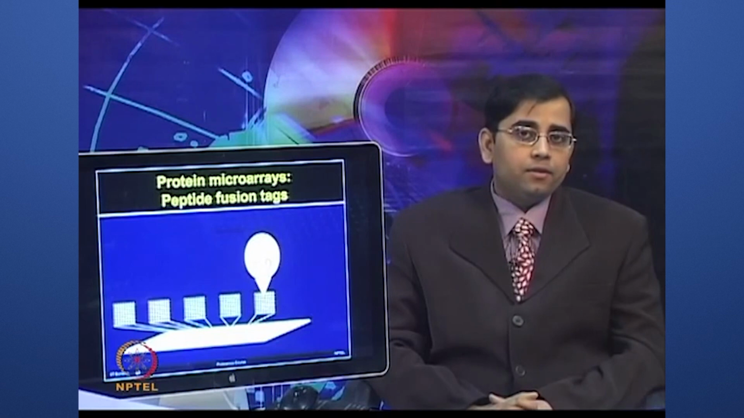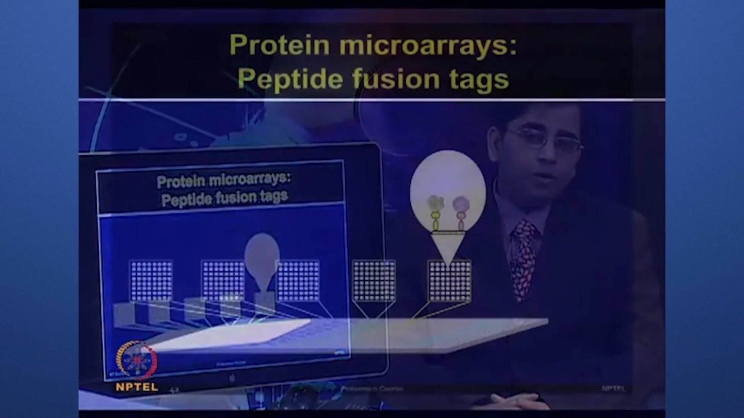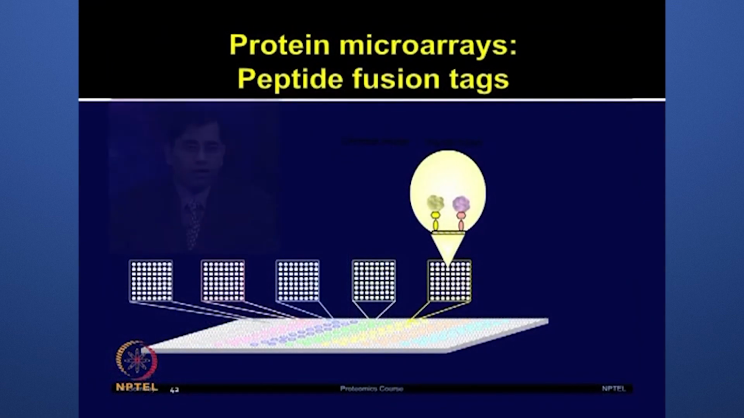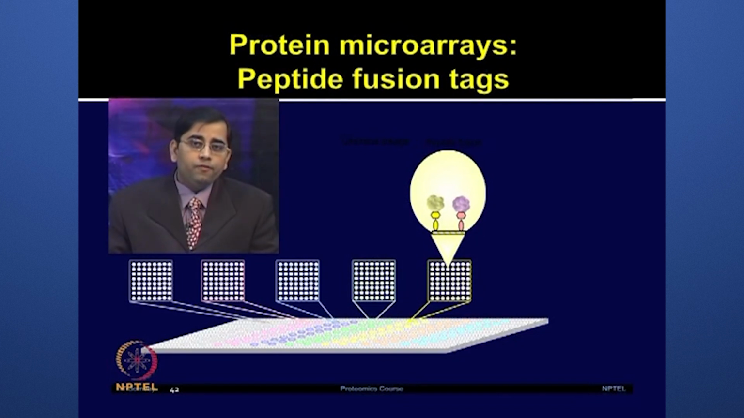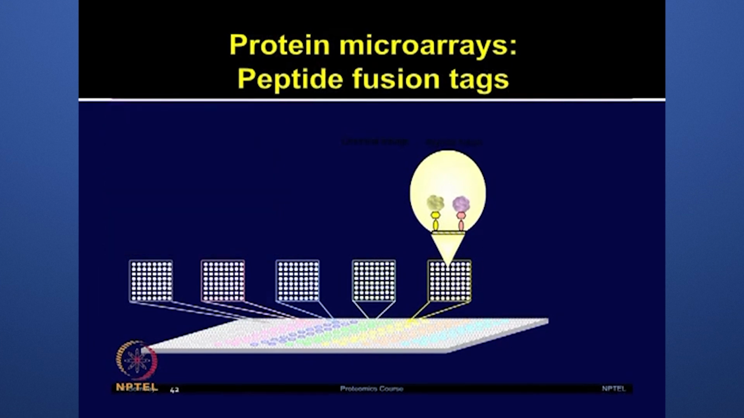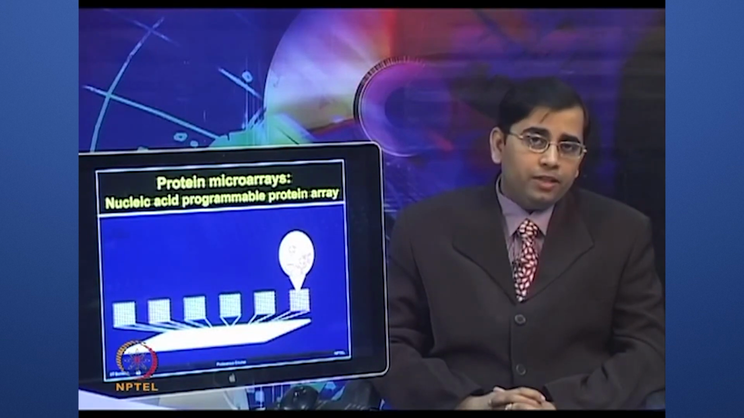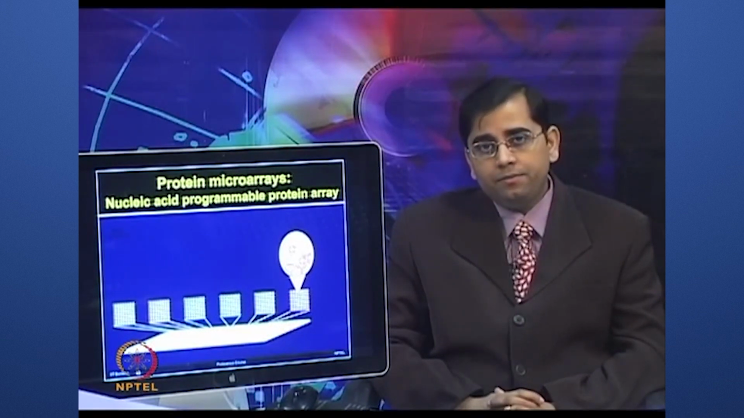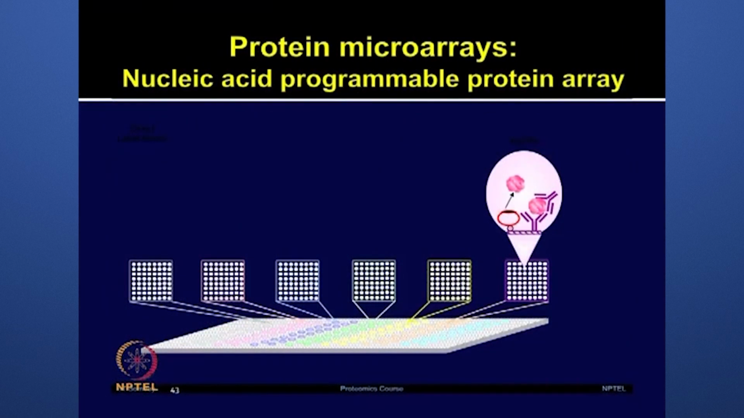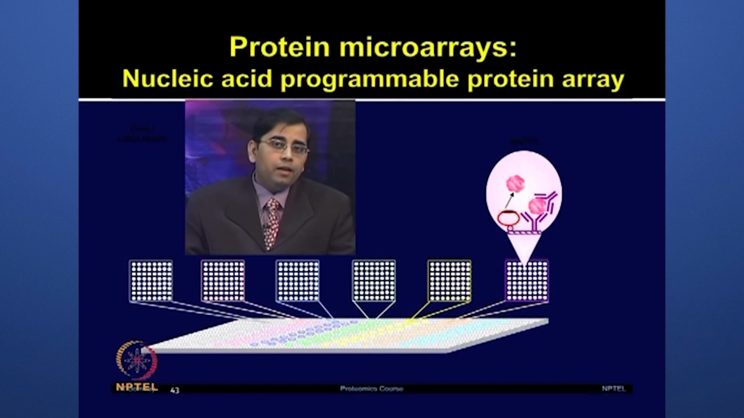Peptide fusion tags. This is another approach because peptides can be synthesized artificially. So, proteins fused to the GST or 6-histidine tag and spotted on nickel coated slides have also been used for doing protein microarrays. Now, due to the challenges involved in purifying the proteins or synthesizing the peptides, scientists have also explored ways to eliminate the protein purification process.